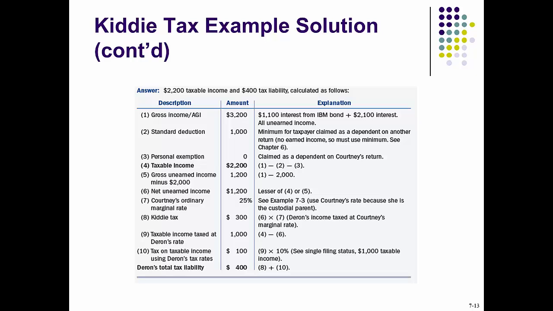Times the parent's marginal tax rate of 25%. So there's a kiddie tax of $300, plus the taxable income tax at Darren's rate. So $1,000 times 10%, because for single filing, if you look at the tax table, you get that. So 1,000 times 10% equals 100. So $300 kiddie tax plus the tax under the tax table, you add the 300 and 100 together, that will give you $400.